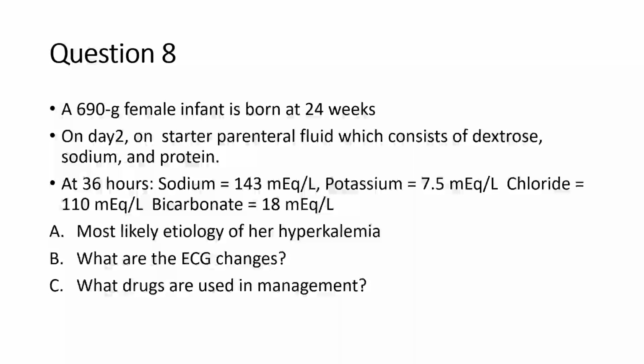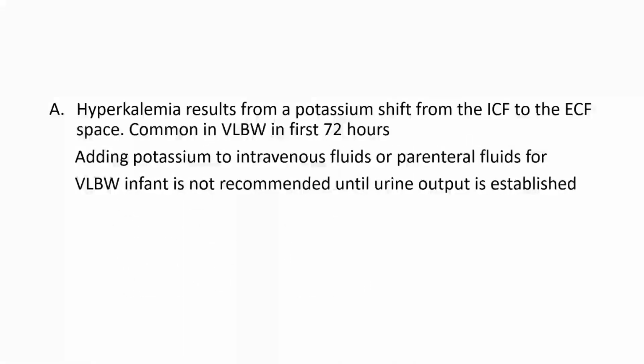So the answer is that hyperkalemia results from a potassium shift from ICF to ECF space and this is very common in VLBW infants in the first 72 hours. That is why your potassium is bound to get a little higher in the first 72 hours of life in these small babies, because there is a shift of potassium. So that is why we restrict adding potassium to IV fluid. Hence, it is not there in the starter TPN. It is recommended that potassium is added only after the baby passes urine. So that is the reason why you sometimes get physiologically high potassium in extremely low birth weight infants.